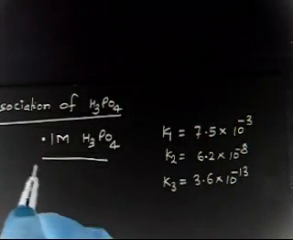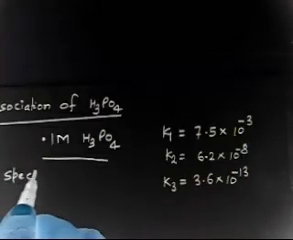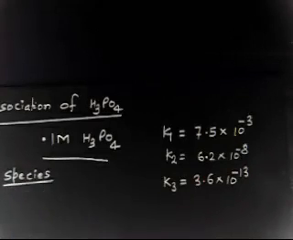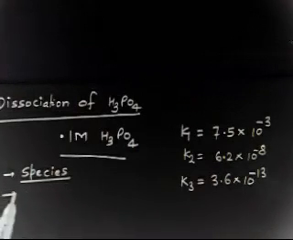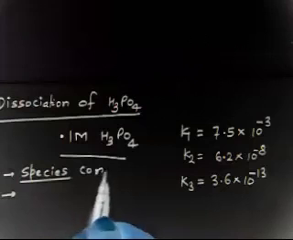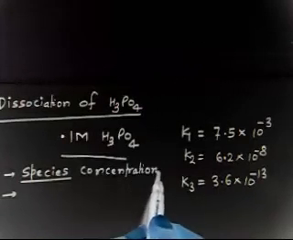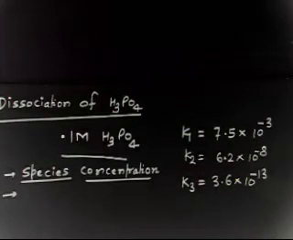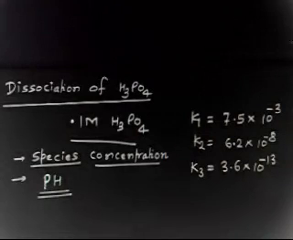So what are the things that you have to calculate? The major species present, so you have to calculate the concentration of the different species. And the second thing you have to calculate is the pH of the solution. So two things basically you have to calculate.